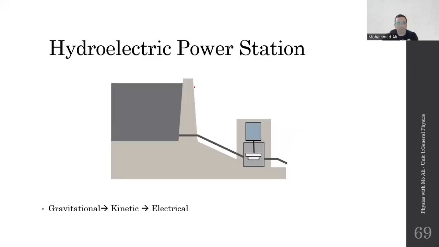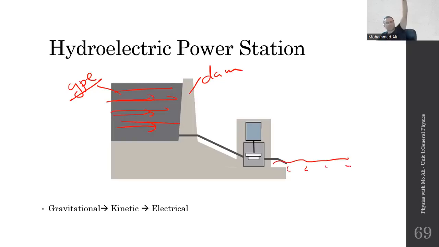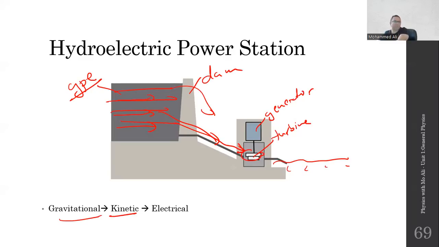Hydroelectric power stations. We build a dam. We block off the flow of water, just like a beaver does, but better. When the water level starts to rise, because we've blocked the water, it now stores gravitational potential energy because it's higher than the rest of the river. When the water falls down, whether it's from the top or from the bottom, it doesn't matter, we convert the gravitational to kinetic energy, which spins a turbine, and the turbine turns a generator, and the generator produces electricity.